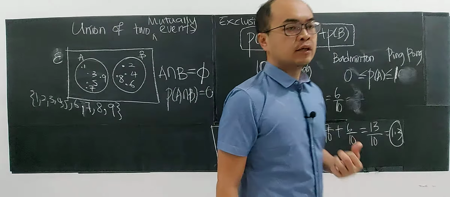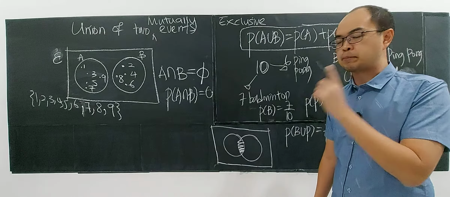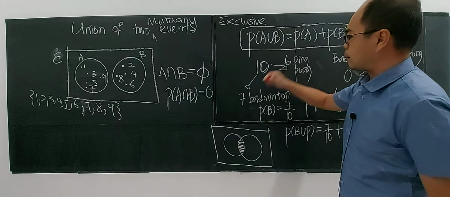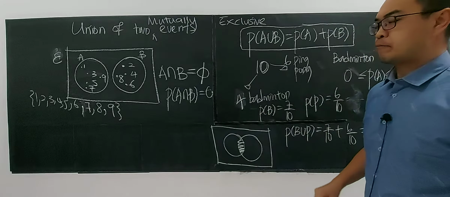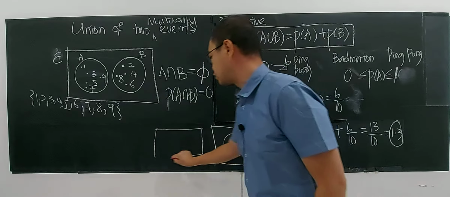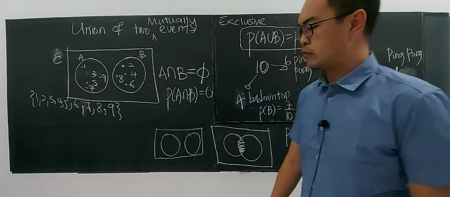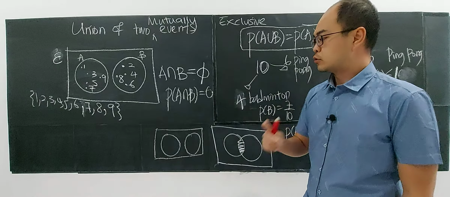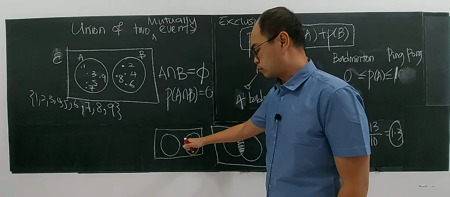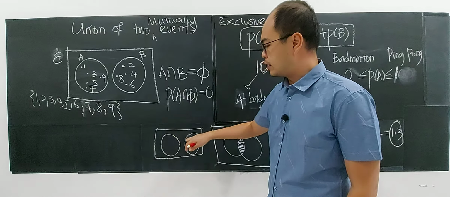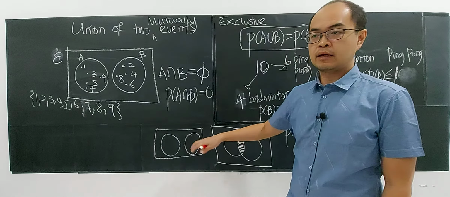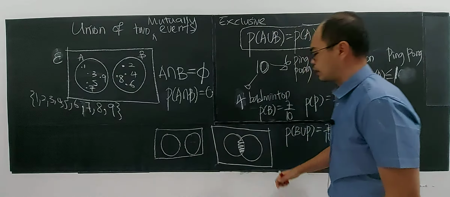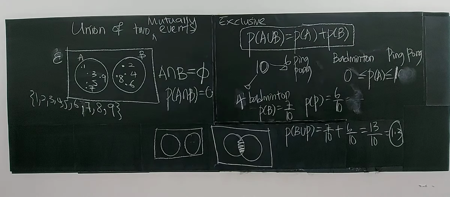Now, if the teacher said each student can choose only one game and must play one game, then definitely if 6 take ping pong, 4 will take badminton. They become mutually exclusive events, because you can only take one game and you must play one game. So a student taking badminton will not take ping pong, because the teacher has set the rule. This is called a mutually exclusive event, and this is a non-mutually exclusive event. All right, that's the difference.